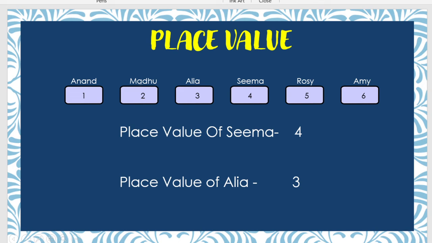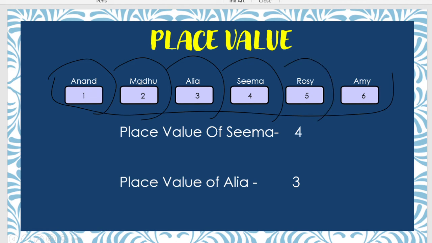Okay, let's solve this difficulty. Place value. Place value means the place where you are sitting is a place. We can see numbers on a screen, with some names written. Anand is on first place, Madhu is on second place. Look at this as your classroom. Alia is at third place, Seema is at fourth place, Rosie is fifth and Amy is at sixth place.